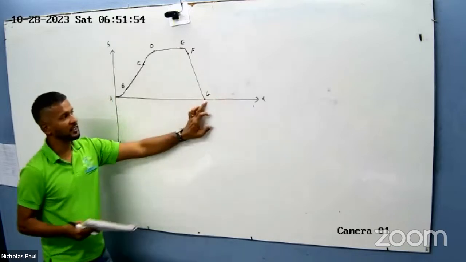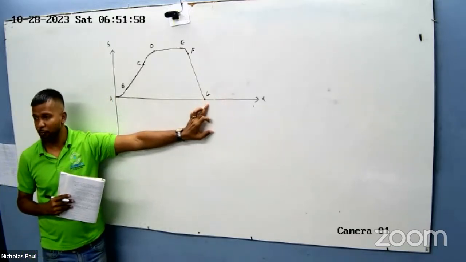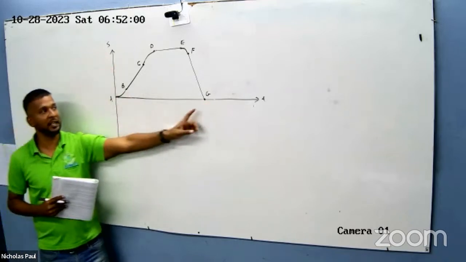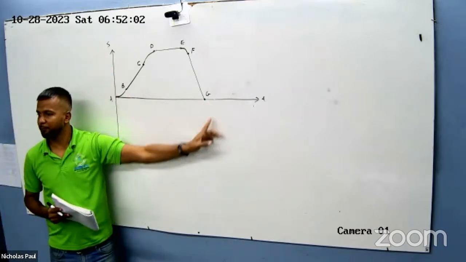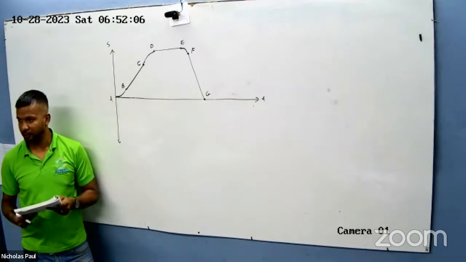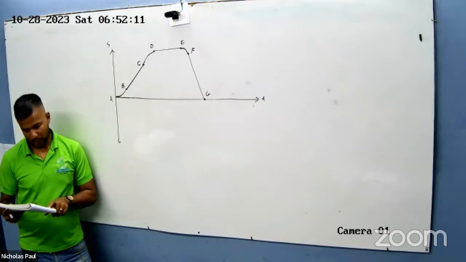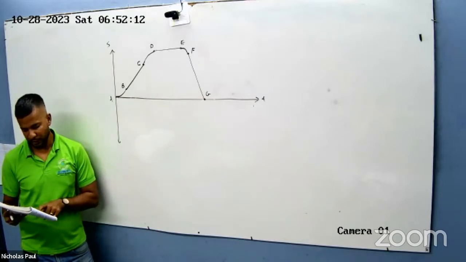Remember, this doesn't mean that you stop moving, because this is displacement. It just means that, what does G mean? You reach back to your starting point. Very good. You reach back to your starting point. A, B, C, D, E, F, G.